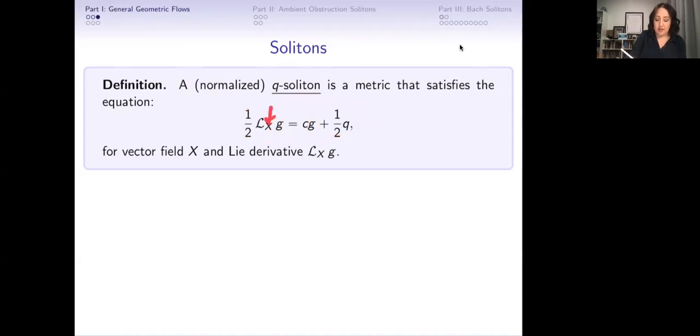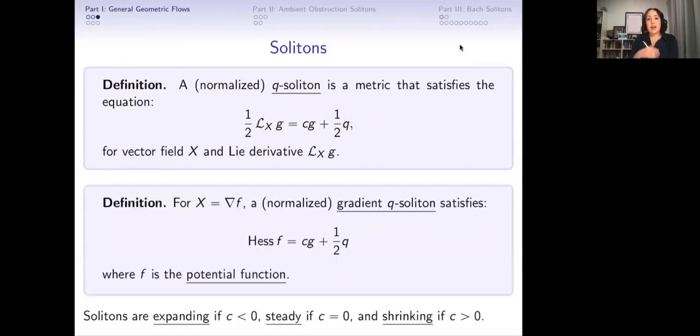I'm going to pick a vector field and I'm going to leave Q here again as kind of a placeholder for a tensor that I might look at later. Okay. Well, that's broadly what solitons look like. Again, if I'm investigating something new, I'm going to want to narrow down the things that I'm looking at. And so I'm going to be only focusing my attention on gradient Q solitons.